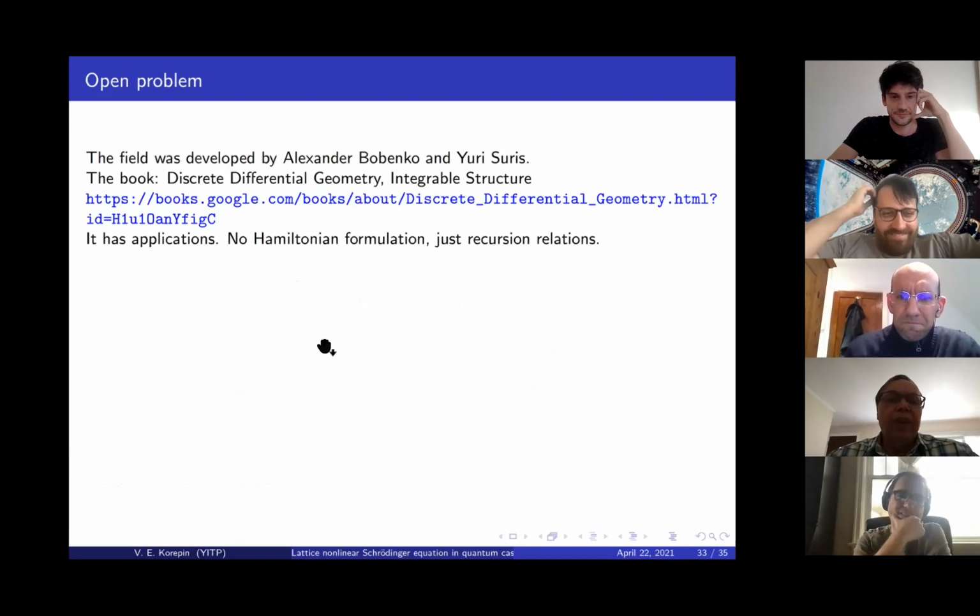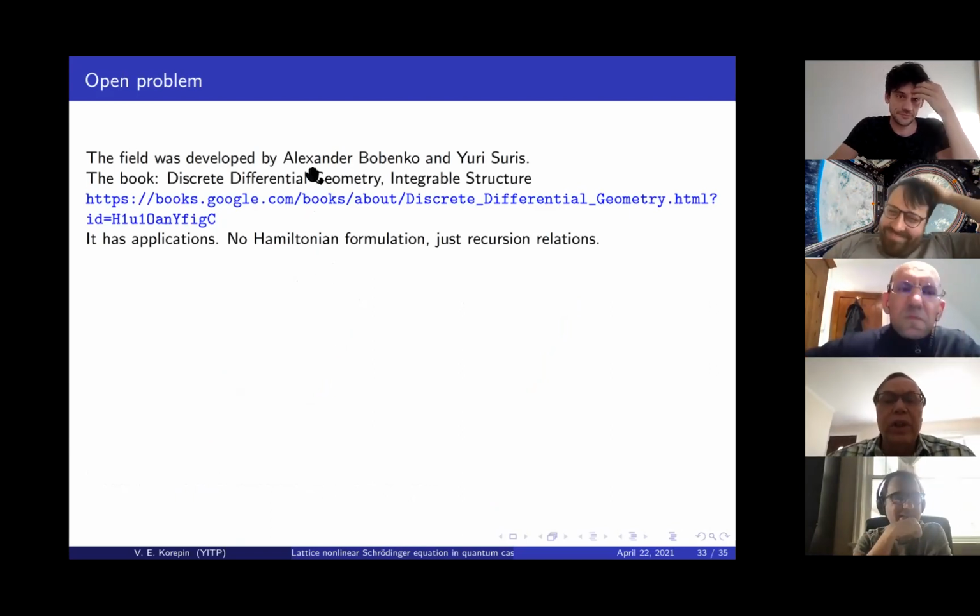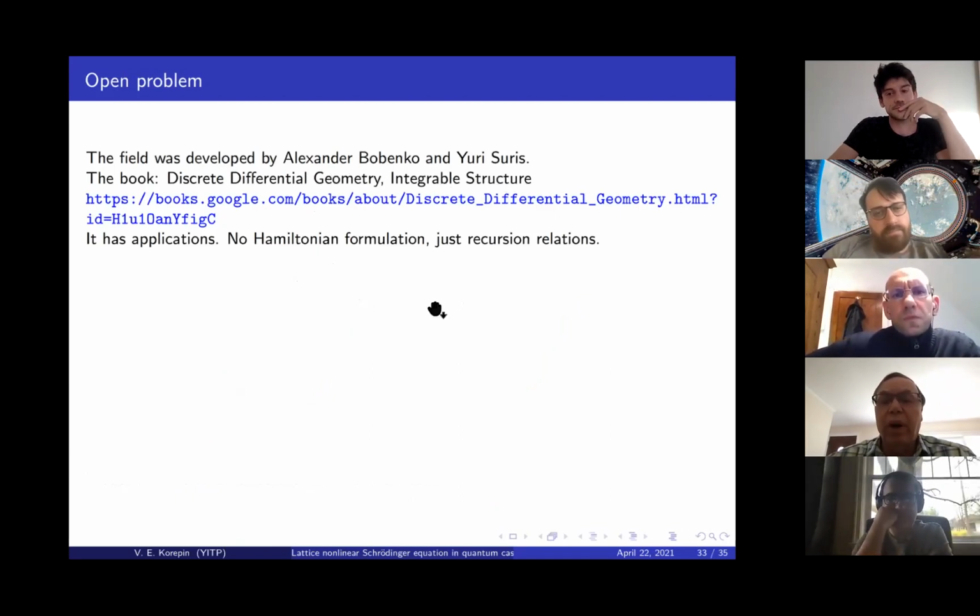So this field of double discrete, completely integrable equations was developed further by Alexander Bobenko and Yuri Suris. They're also in the same Berlin University. They wrote a book. You click, you get to the book.